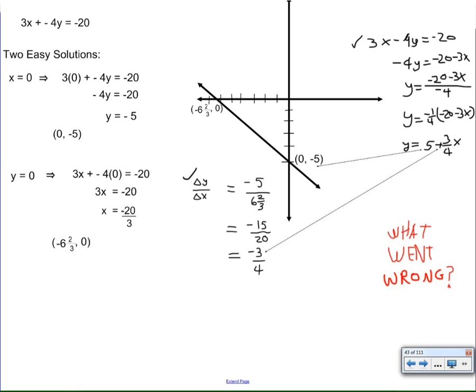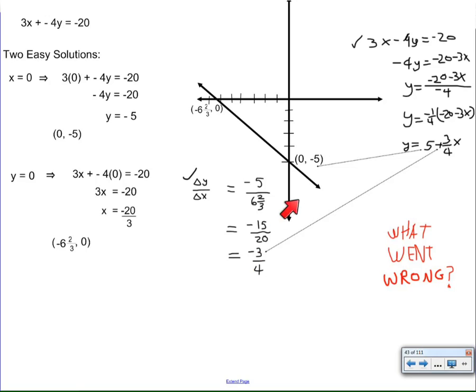So in this situation, what we had to do was find the two easy solutions. When x equals 0, that means y equals negative 5, and when y equals 0, it means x equals negative 6 2/3 or 20/3. So I plot those 2 points, and now I'm going to check my answer. I could check my answer first by identifying what my line says the slope should be, and the line says we should go down 5 and over 6 2/3. So that's my ratio representing the slope. I multiply top and bottom by 3 to get negative 15/20, which is a slope of negative 3/4.